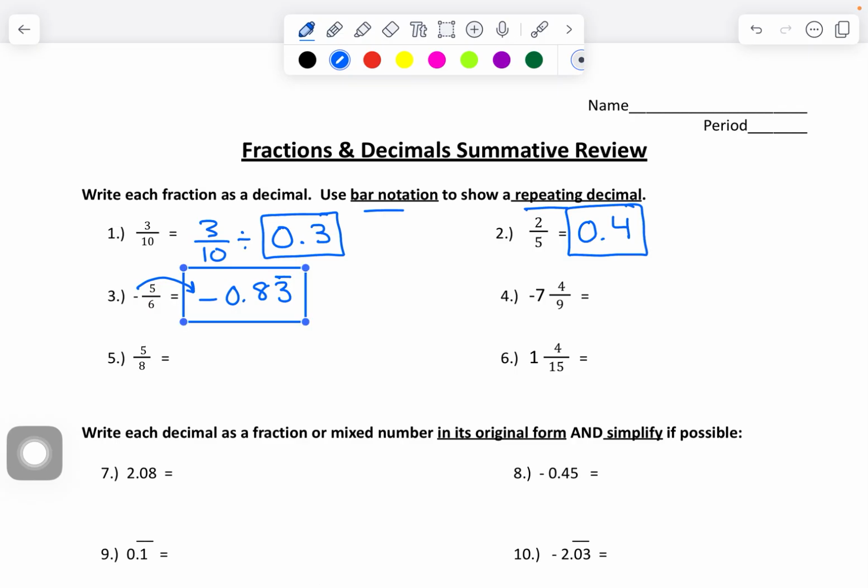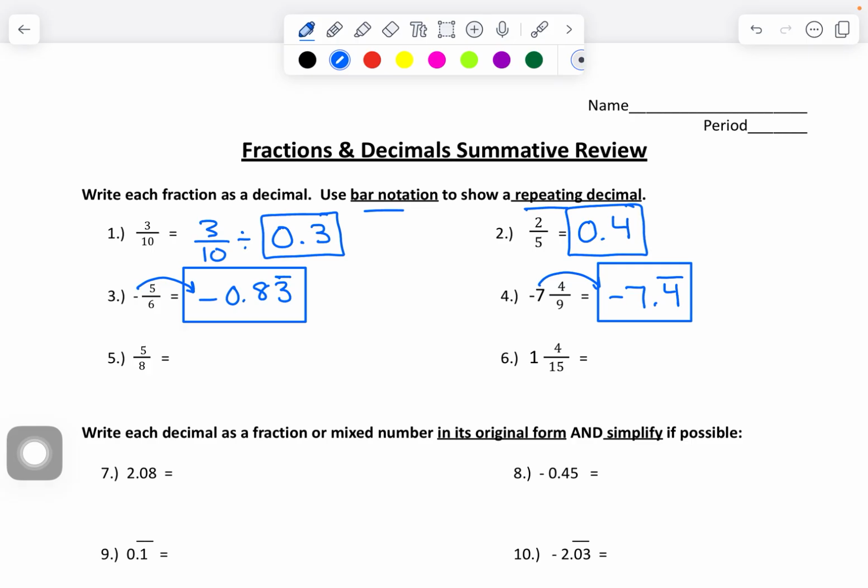If it's a whole number, like the negative sign, that comes along as well. So I bring along the -7. In my calculator, I do 4 divided by 9, and that is 0.4 repeating. So in the end, the decimal would be -7.4 repeating. Remember, you only write the number once that repeats and then put the line over it.